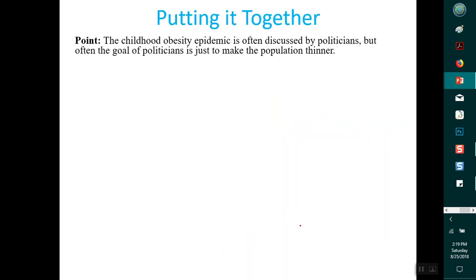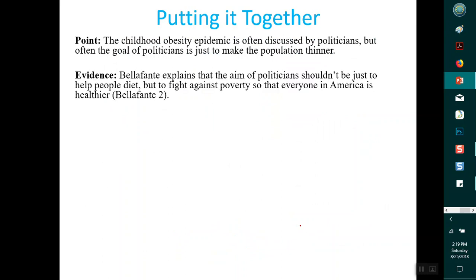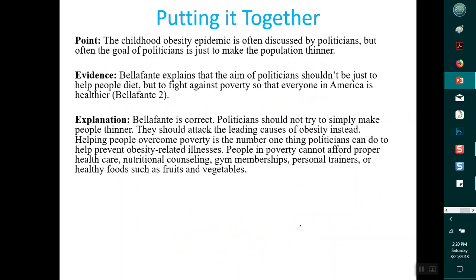So, putting it all together, here is my full PEEL paragraph. The childhood obesity epidemic is often discussed by politicians, but often the goal of politicians is just to make the population thinner. Belafonte explains that the aim of politicians shouldn't be to just help people diet, but to fight against poverty so that everyone in America is healthier. Belafonte is correct. Politicians should not try to simply make people thinner.